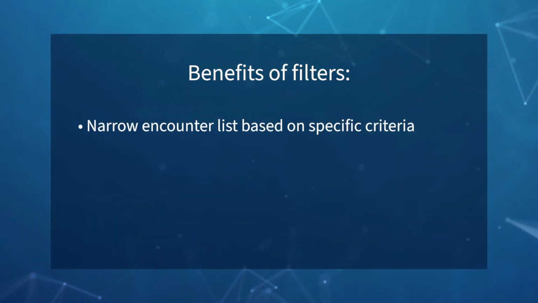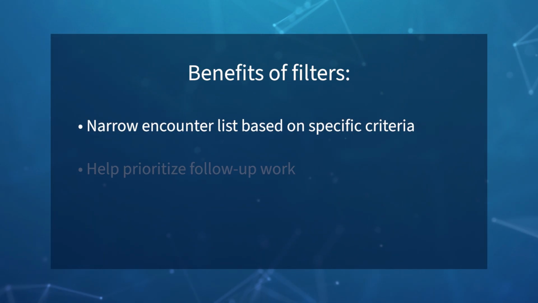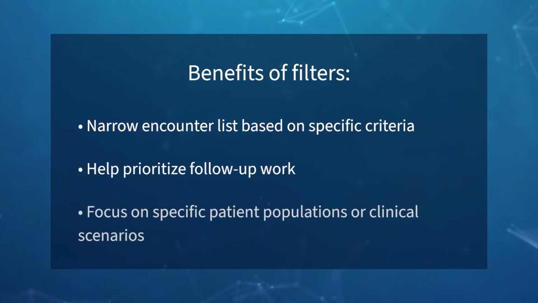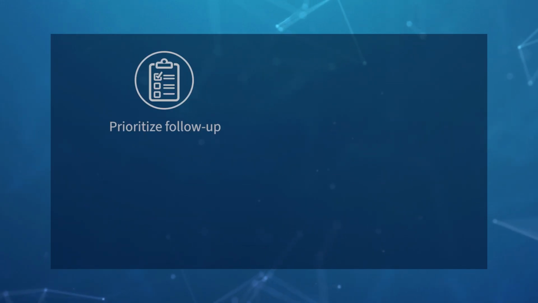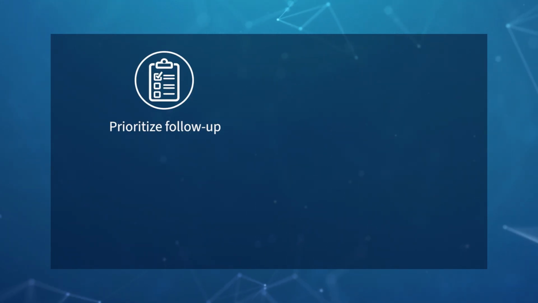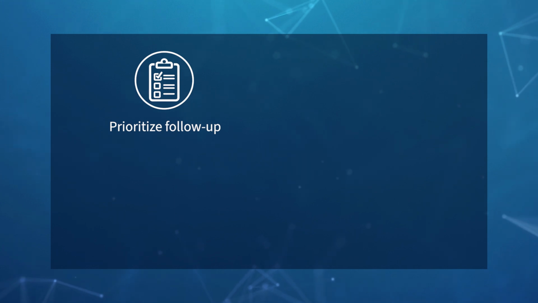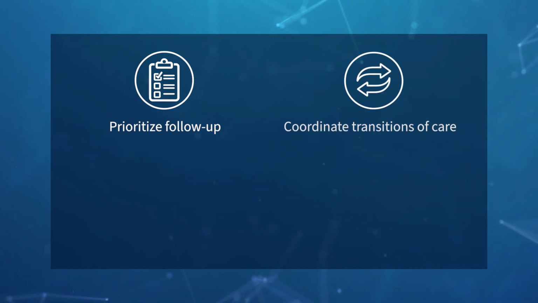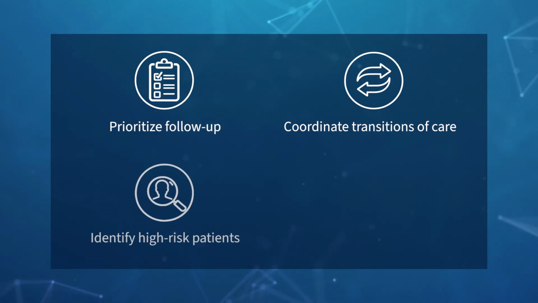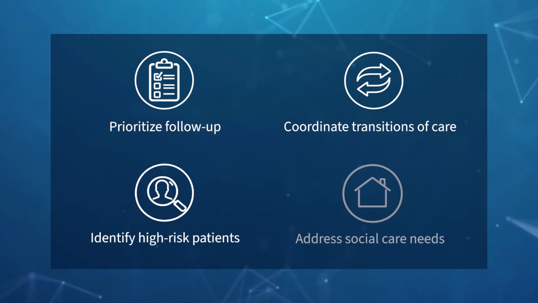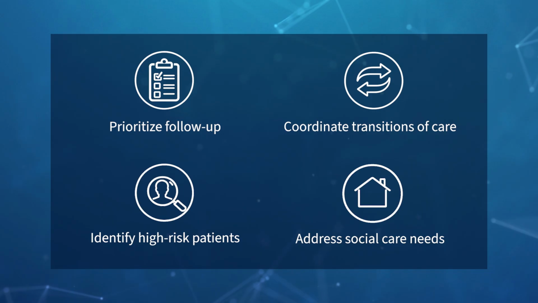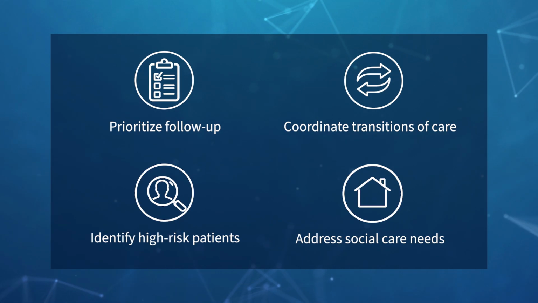Filters help you narrow the encounter list based on specific criteria, helping prioritize follow-up work or focus on specific patient populations or clinical scenarios, such as primary care facilities keeping track of their patients' recent hospitalizations or ER visits to prioritize follow-ups. Discharge planners coordinating with primary care and specialists for transition of care. Identifying high-risk or high utilizers for outreach and supportive care coordination. Evaluate social care needs diagnosed at other healthcare facilities to perform targeted outreach and offer care coordination, referrals, or support.